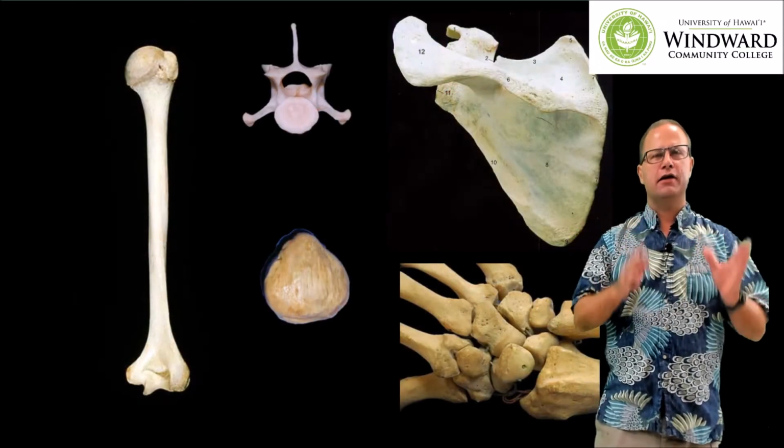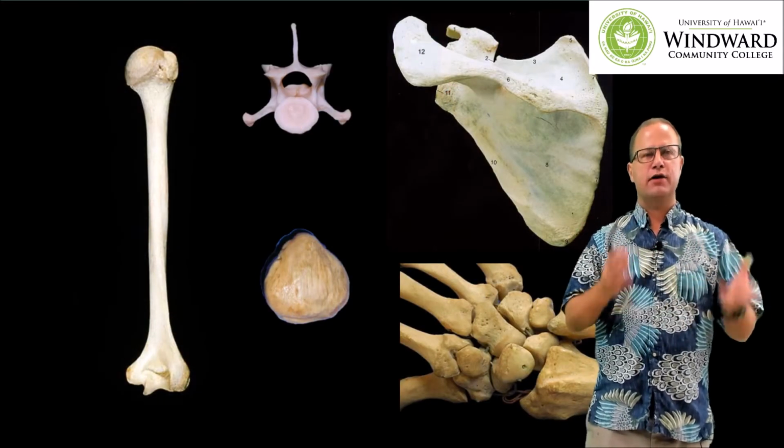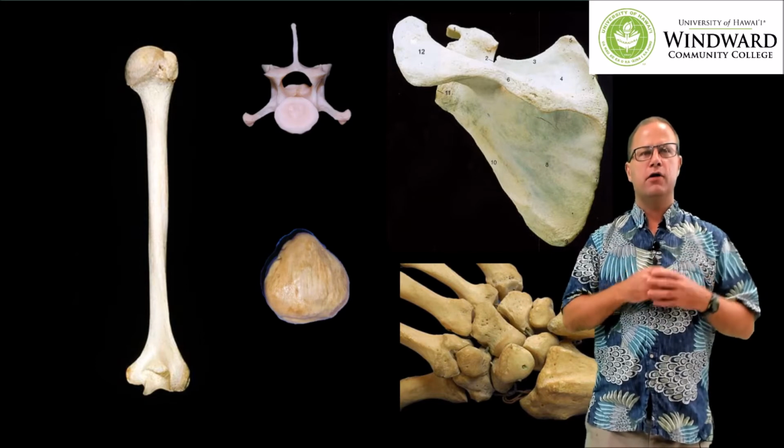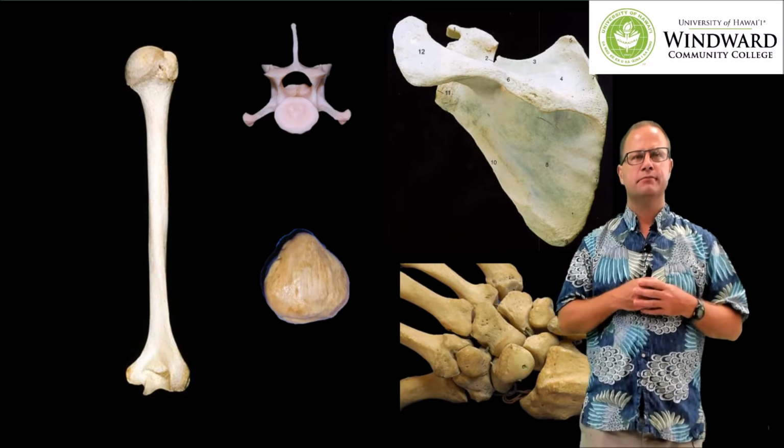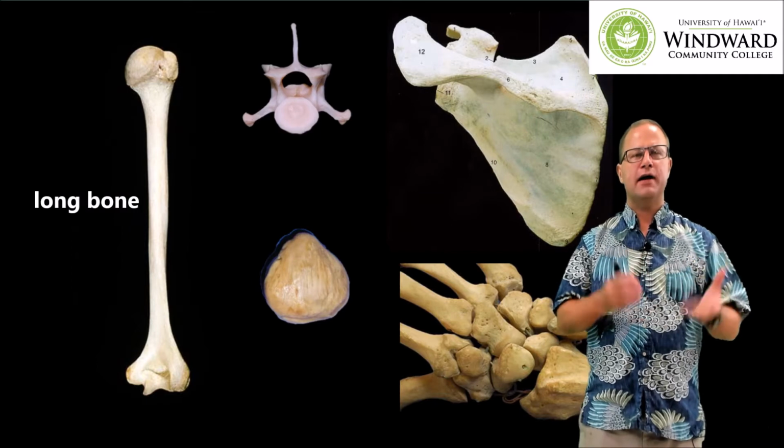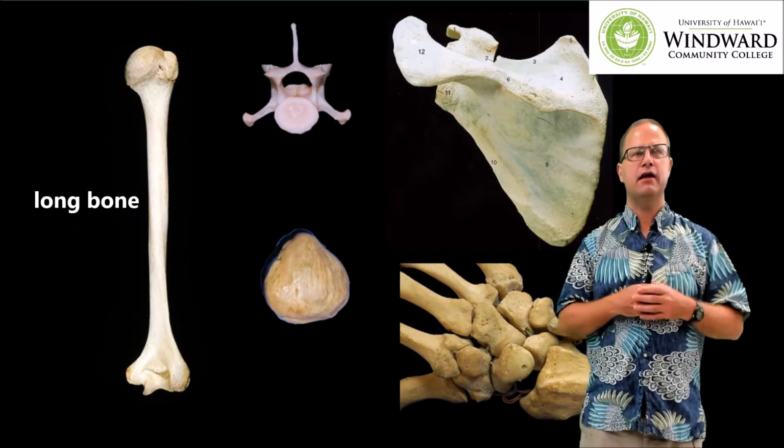Okay, now let's take a look at some actual bones from the human body and try to identify their shape. So take a look at the bone on your left. What type of bone is that? If you said long bone, you're correct. This is a human humerus, and it is definitely a long bone.